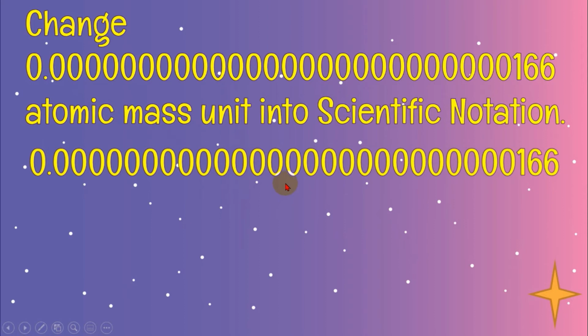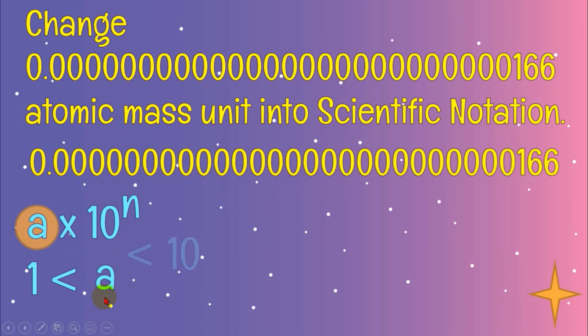And then change it into the form a times 10 raised to n. Your a will be that number, where a must be greater than 1 but not more than 10. But you see here that this is much lower compared to 1. So we really need to move the decimal point.